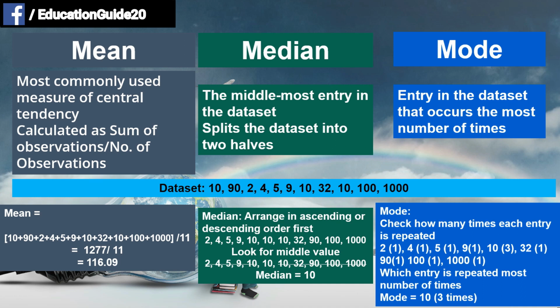Now, if we need to derive the mode for this data set, we check which entry occurs the most number of times. Here, 2 occurs singly, 4, 5, 9 they occur singly, then 10 occurs 3 times, 32 occurs singly, 90, 100 and 1000 also occur single times. So the mode will be that entry which occurs the most number of times, and that is 10 occurring thrice in the data set.